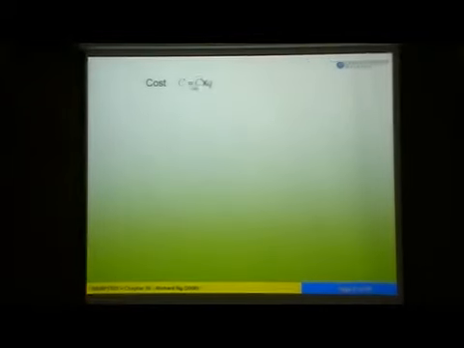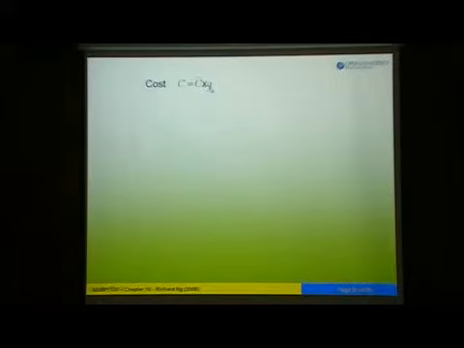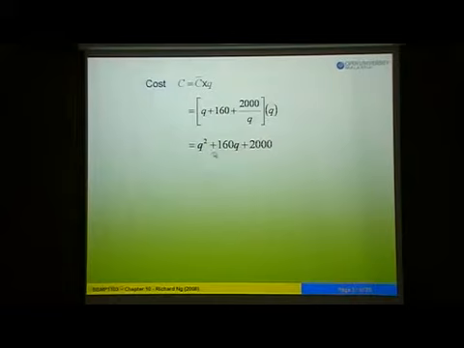Next, we need to find the cost function. So cost is equal to average cost times quantity. So average cost has been given as Q plus 160 plus 2000 over Q, so times Q. So the answer is Q squared plus 160Q plus 2000.